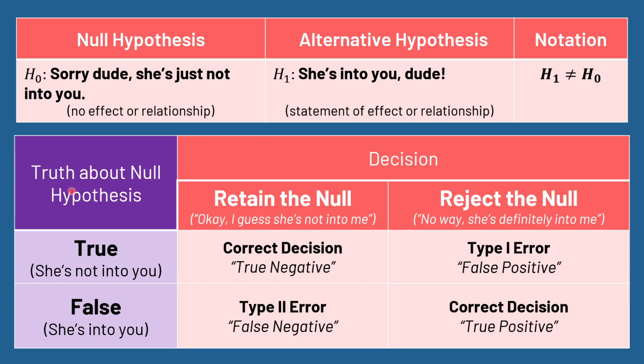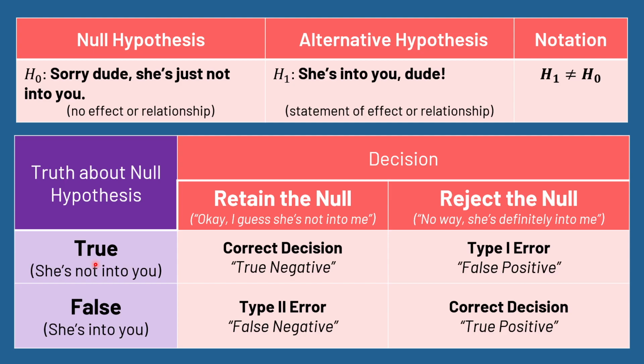And so the truth about the null hypothesis, that's what's actually real. In this context, it's her actual feelings. Either the null hypothesis is true and she's not into me, or it's false and she is into me. And so I can be correct. A true negative is when I retain the null, and that's actually true. So it turns out she's not into me. She's just a nice person. She wants to hang out as friends. That happens, and you should still say yes.